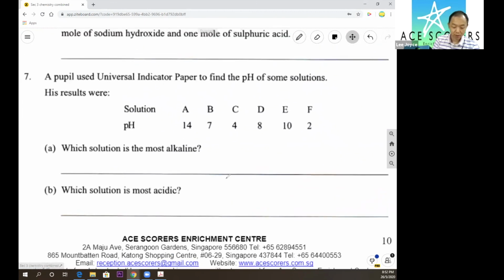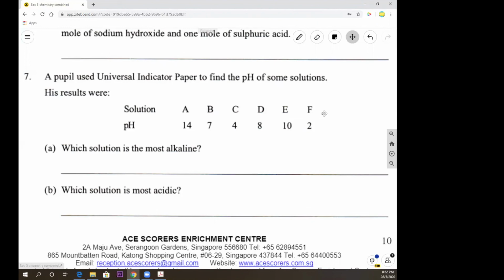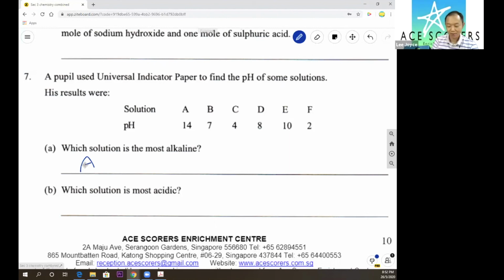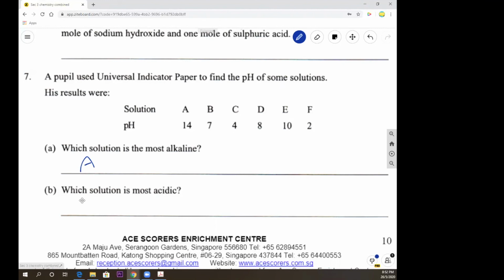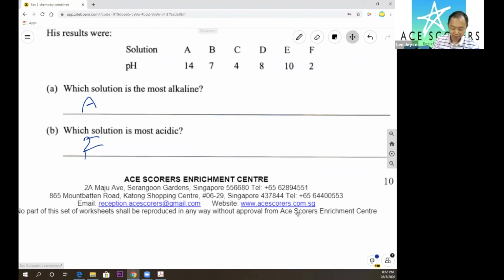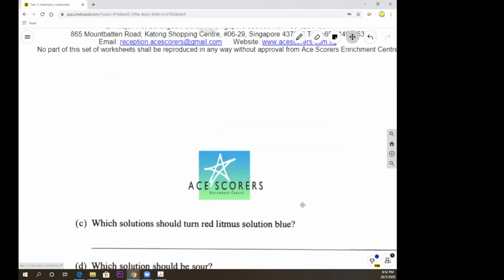Okay, here. Which one is most alkaline? A, B, C, D, E, F. F? Huh? A. A lah, alkaline. Which one is most acidic? F. Next.